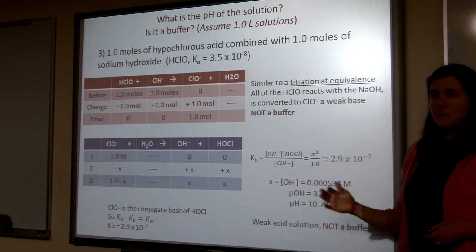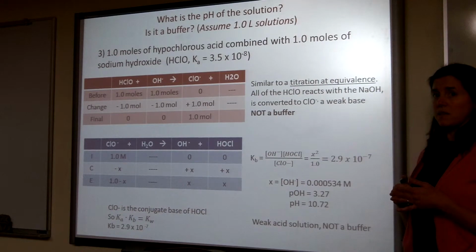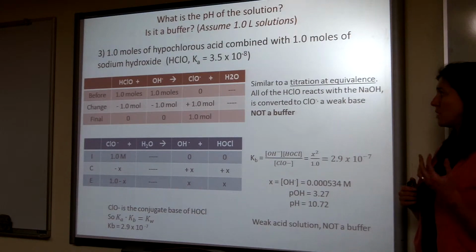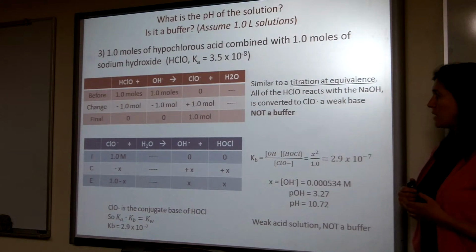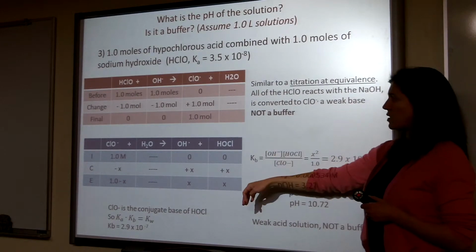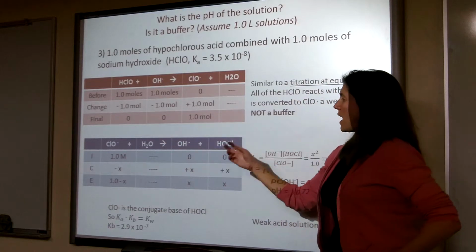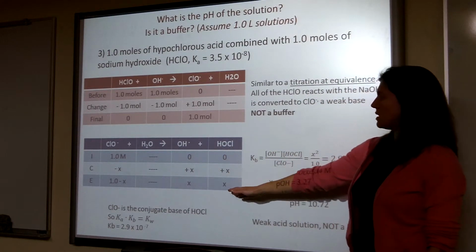So no, this is not a buffer, because all I have now at this point is the conjugate base present. There is no weak acid component to this solution, so it's not a very good buffer. I can find the pH of it though, and the way that I do that is by looking at the Kb expression. So I'd say this weak base is going to react with water. Bases are hydrogen takers, so it will create hydroxide ions and HOCl.